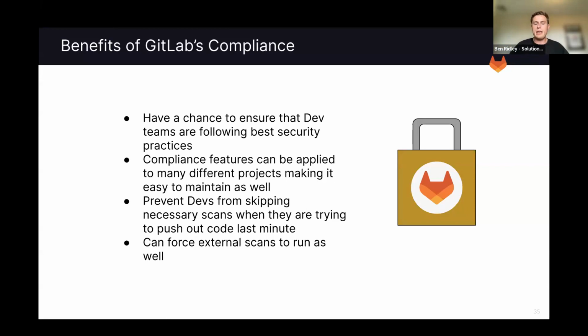And you can also integrate with any external tools. So if GitLab Ultimate doesn't have any scanners that you might require for a compliance workflow, or you need to run an external tool as a part of that, you can use compliance frameworks and compliance pipelines to call out and integrate with any third-party security tooling that you need.